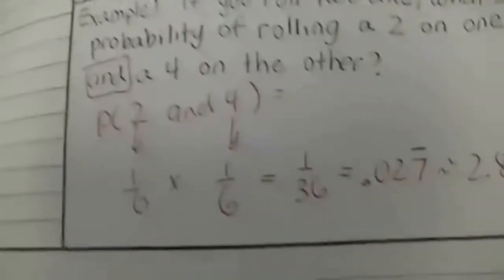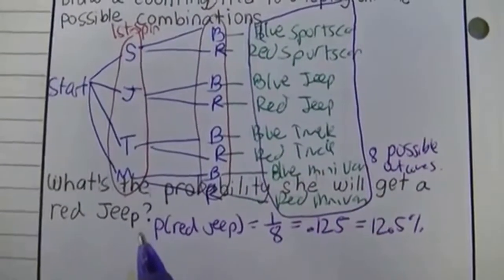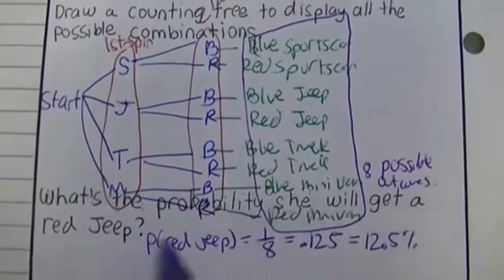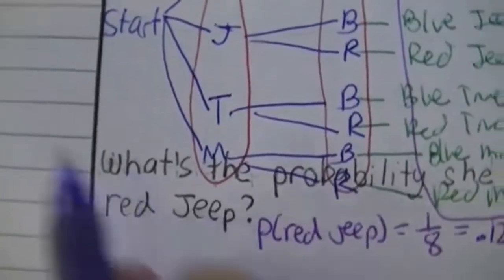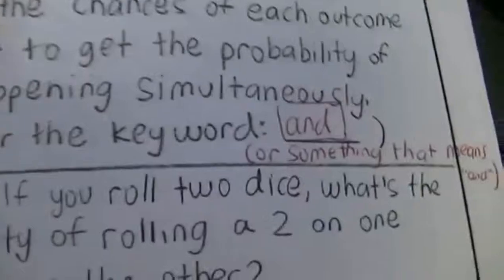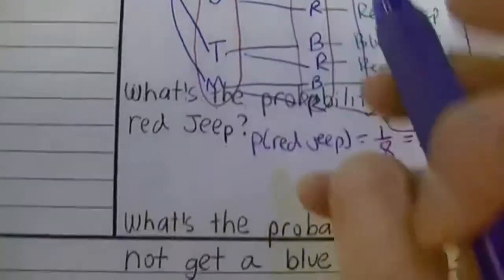That's not the front page. On the front page, right here, see how we multiply? And I don't see the word and in here, but I see something that means and. It says, what's the probability she'll get a red Jeep? Right here, it's going to be red and it's going to be a Jeep. So in the notes, when I said look for the keyword and or something that means and, that's implying and. You want red and a Jeep, red Jeep, okay?